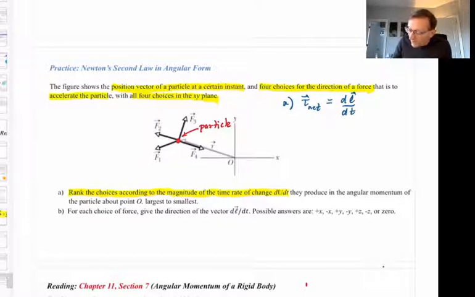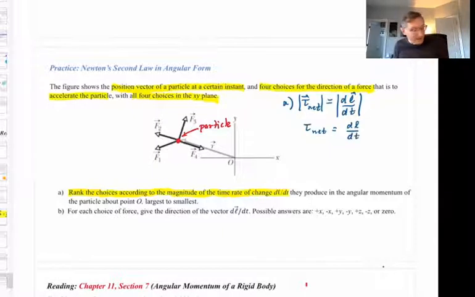But this problem is only about magnitudes, so we'll go ahead and put absolute values on those. We're just going to be worried about the magnitudes of those quantities. And probably most books would then just write that like this, with no arrows anywhere, because it's just talking about magnitudes. So what we're supposed to rank is that quantity, magnitude of dL/dt, for the 4 possible choices of the force.